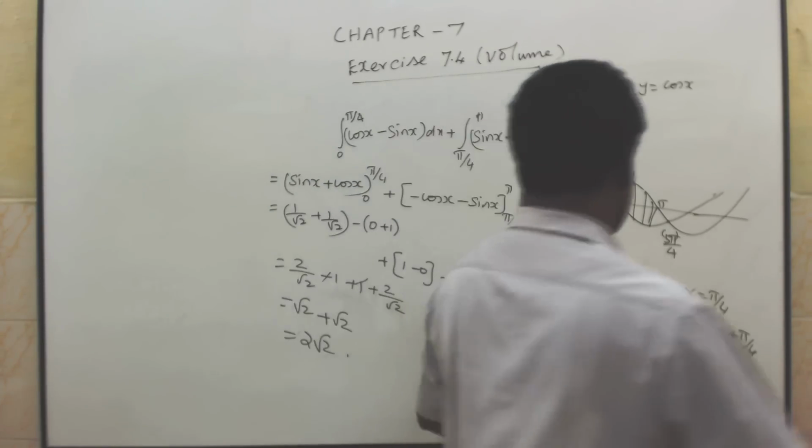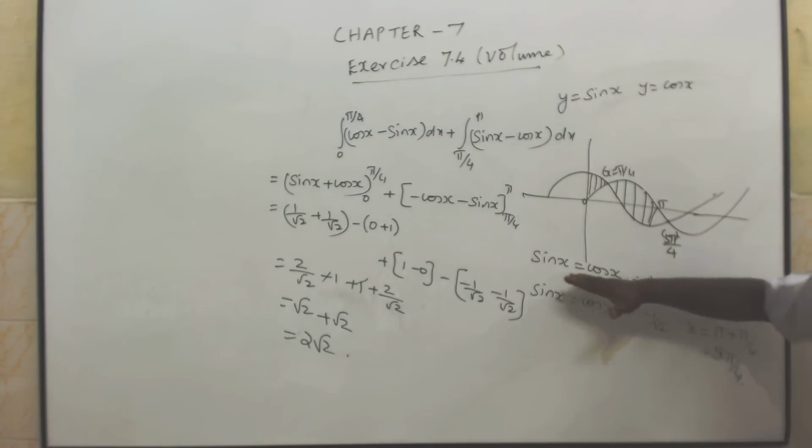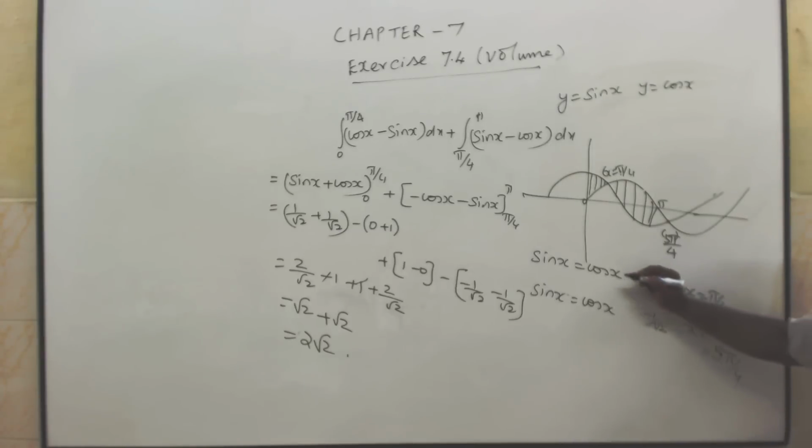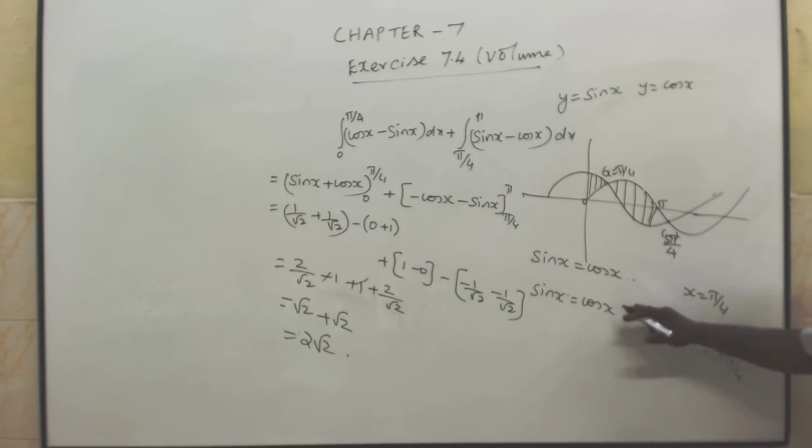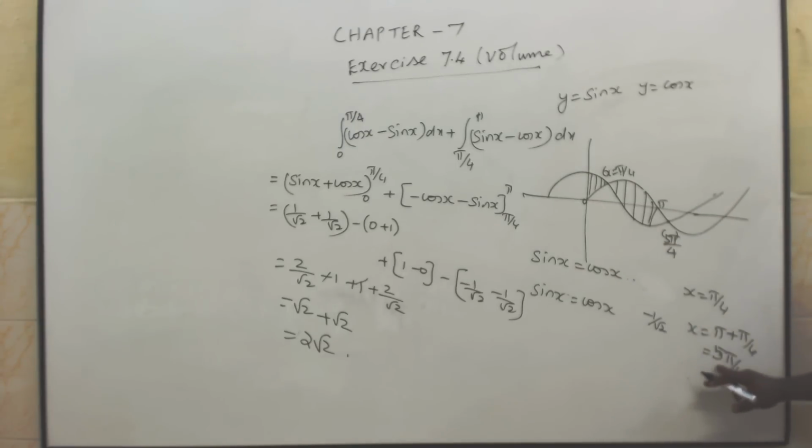Here, sin x equals cos x, both are the same in the first quadrant, therefore x is equal to pi by 4. Then both are also the same in the third quadrant, where sin 45 is minus 1 by root 2, that is, sin pi by 4 and cos pi by 4 are equal.